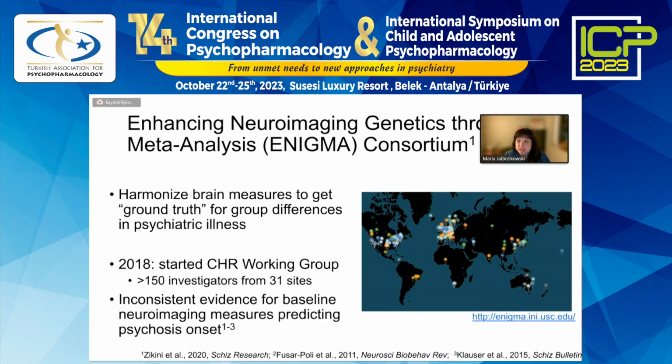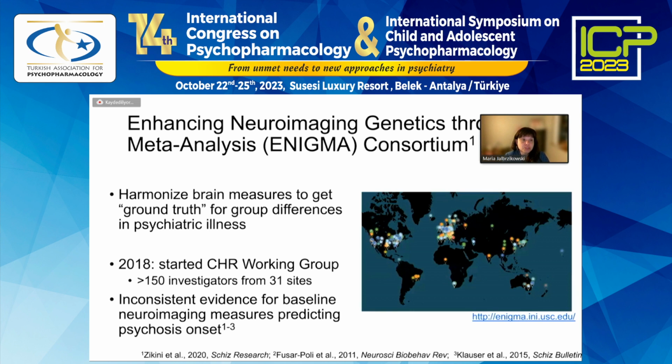Now, despite years of research within the CHR field, when we published this study, there was really inconsistent evidence for the ability of neuroimaging measures to predict psychosis onset in this sample. And that's likely due to a combination of factors. It's a really heterogeneous sample. So studies often lack power to detect real effects because they're small individual studies. The effects are likely more subtle because it's very early in the course of illness.